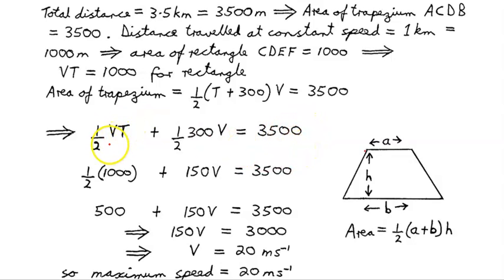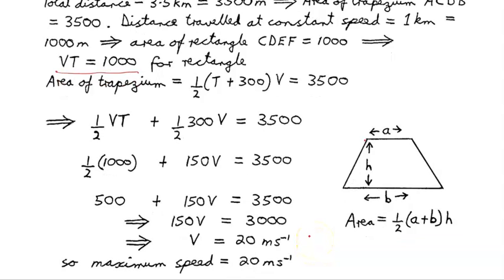Okay, we can replace V times T with 1,000. We've already found that. That was this relation here. So half times 1,000 plus a half times 300, which is 150, times V is equal to 3,500. Half of 1,000 is 500, plus 150 V is 3,500. Subtract 500 from both sides. 150 times V is equal to 3,000, and so V gives us 20 meters per second. So our maximum speed is 20 meters per second, and that's what we set out to find. Okay, so there's a use of areas under velocity time graphs.